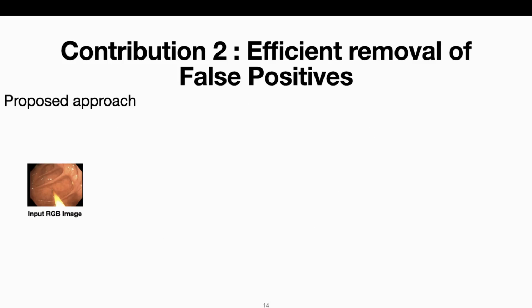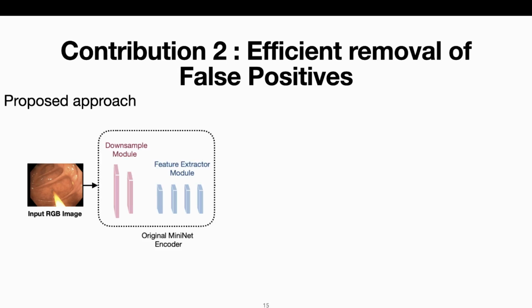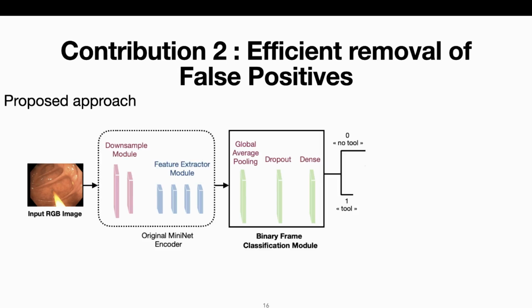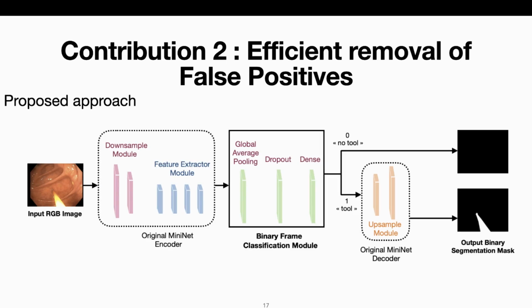Our proposed pipeline takes as input the image that we want to segment. The MiniNet encoder is then applied. The features extracted are then passed to our classification module, which consists of 3 simple layers: pooling, dropout, and linear. The output is a binary label, which determines if the image contains a tool or not. Based on that label, if there is a tool, the MiniNet decoder is applied to the features previously extracted, and a segmentation mask is returned. If there isn't, no segmentation is computed, and the black mask is returned.